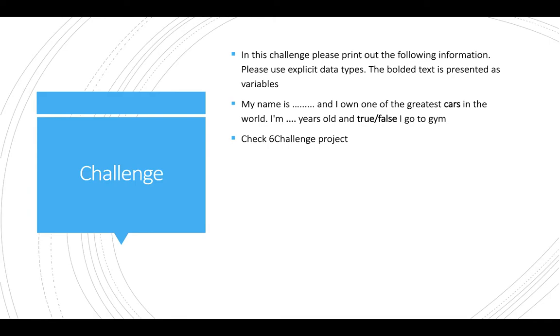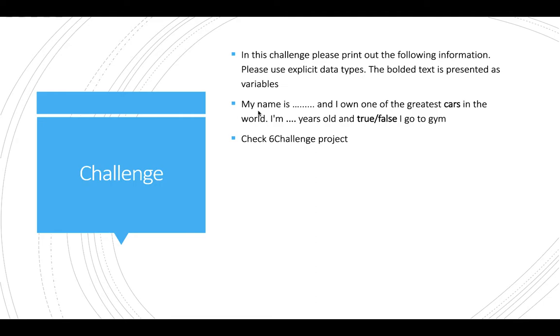So in this challenge, please print out the following information. Please use explicit data types. The bolded text is presented as a variable. So basically what it really means, in this case, is you can use interpolation to print out the result, or you can use the other way, as I've tried to explain under the variables session.